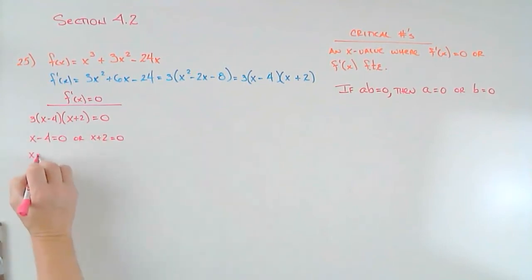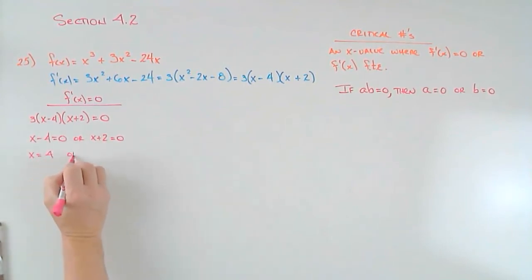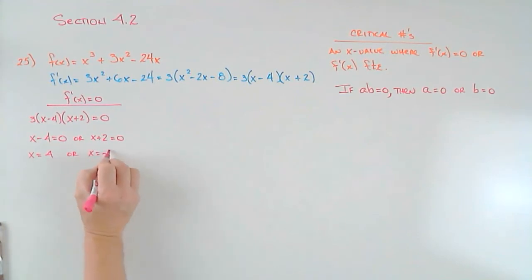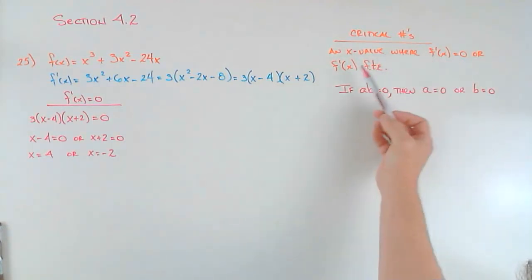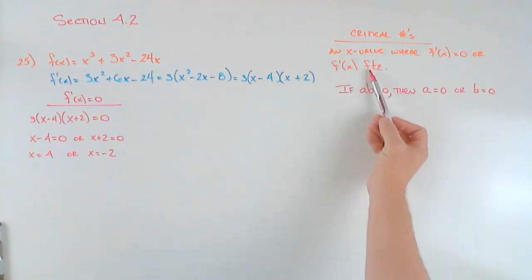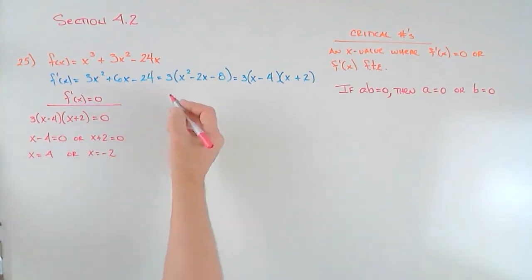If we solve this, we get x equals 4, or we get x equals negative 2. So those are our critical numbers. Okay. Now, where are we going to go from there? Well, it said find the critical numbers of the function. We found 2 of them, but the definition of a critical number includes the condition that the derivative might fail to exist. So we have more work to do.